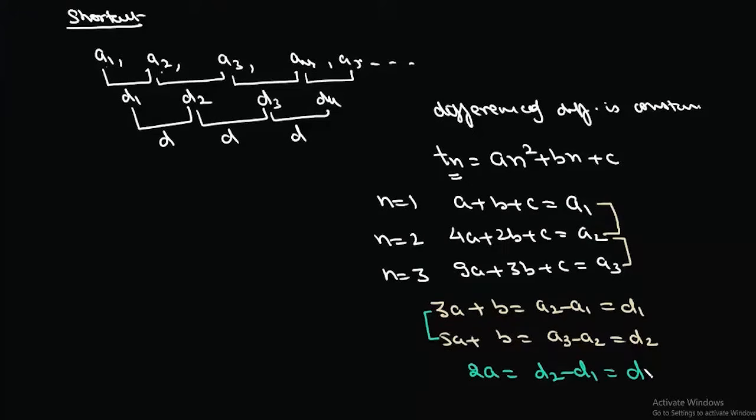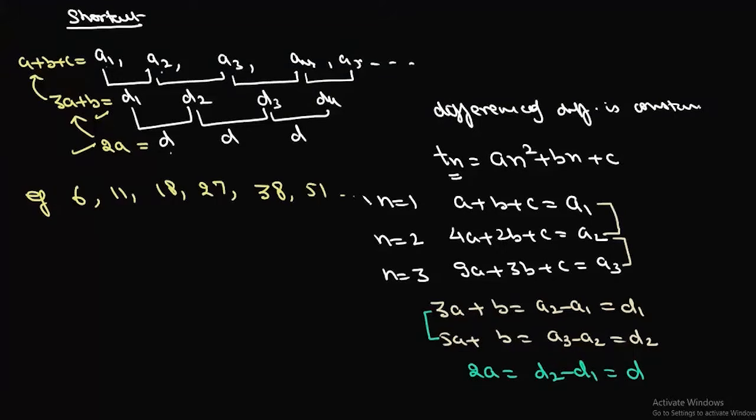Now what is the shortcut here? The shortcut is, once we have this series, we can find their differences and their successive differences. Now this constant difference d is nothing but 2a. So we'll simply write this as 2a. Now d1 is nothing but 3a plus b, so we'll write this as 3a plus b. And here a1 is a plus b plus c. So from here we'll get the value of a, and if we put the value of a here, we'll get the value of b, and from a and b we can get the value of c.